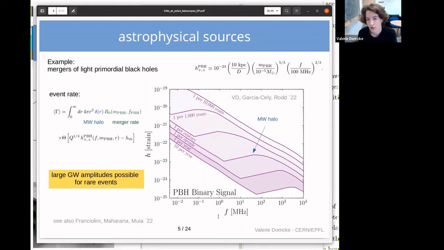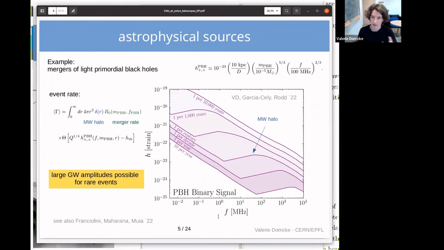Now, for the astrophysical sources, I just want to give you one example, and that is the merger of light primordial black holes. Primordial black holes means these are black holes which are not formed as usual in stellar collapses or collapses of stars, but instead they are seeded by some other mechanism, and they are generated at extremely early times, even before structure formation and star formation took place.